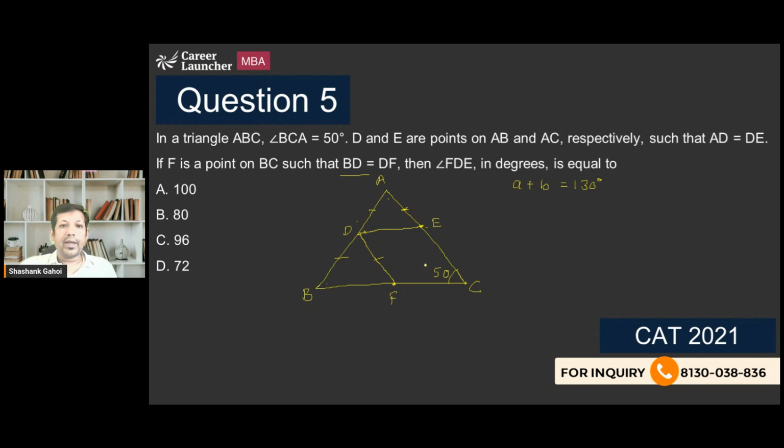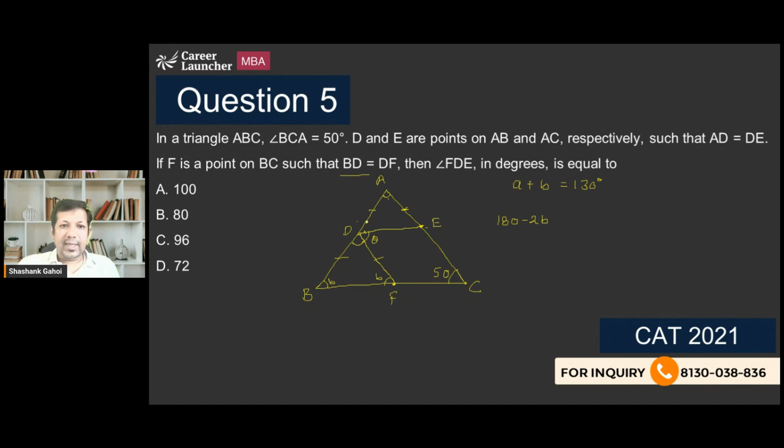Fair enough. Now the question is asking for the value of this angle. Let's call it theta. This angle is A, this angle is B. If this angle is B, then this angle is also going to be B. Now what is going to be this angle? This angle is going to be 180 minus 2B.